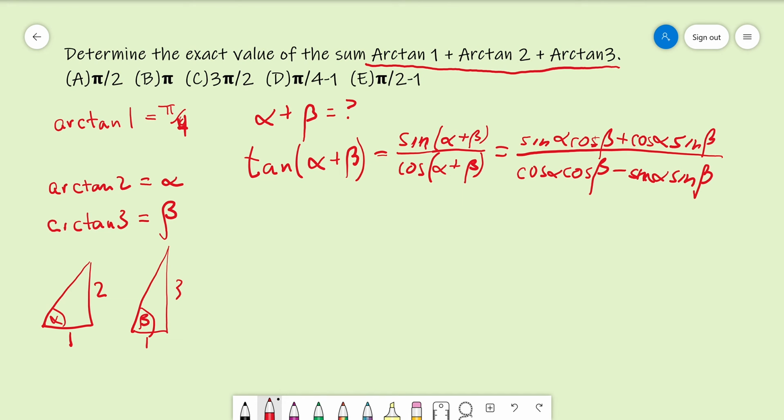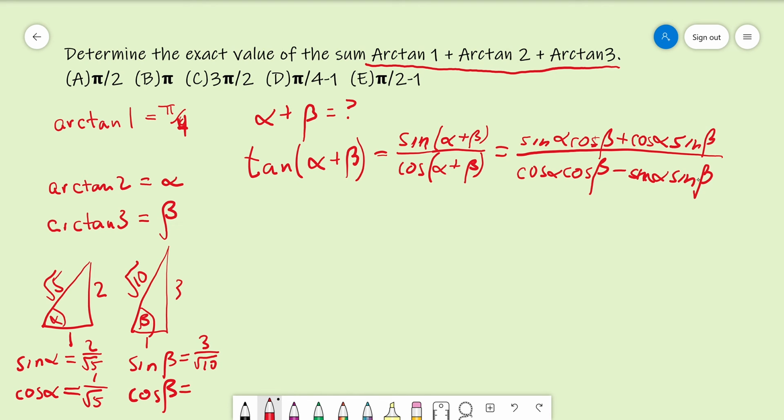Now, what's the sine and the cosine of alpha and the sine and cosine of beta? Well, if we find the hypotenuse here, that's going to be 1 plus 4. That's going to be square root of 5. And here it's going to be the square root of 1 plus 9, so that's root 10. So the sine of alpha is going to equal opposite over hypotenuse, so that's 2 over root 5. Cosine of alpha is going to be adjacent over hypotenuse, so that's 1 over root 5. Sine of beta is going to be 3 over root 10. And cosine of beta is going to be 1 over root 10.